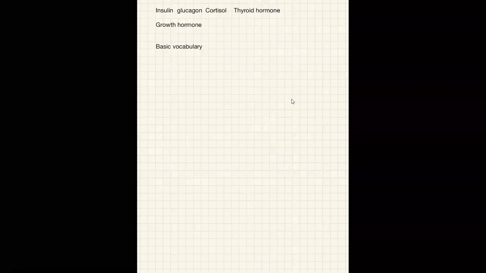Okay, so this is, I kind of call it the endocrine activity, but what we're going to do is talk about the five big hormones that control your body systemically. So it's insulin and glucagon, cortisol, and thyroid hormone and growth hormone.